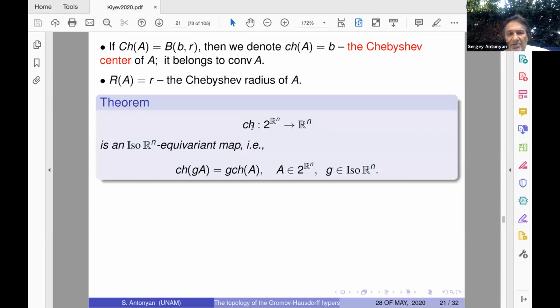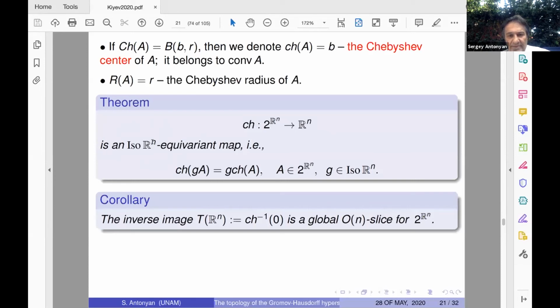It is evident that the Chebyshev center map is equivariant under the action of the isometry group. And the preimage of the origin under this map is just the global O(n) slice for the isometry group of R^n, which is present in Abels' theorem. So in other words, T of R^n consists of all subsets of R^n whose Chebyshev center is the origin.